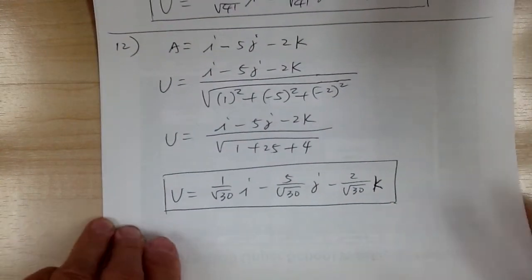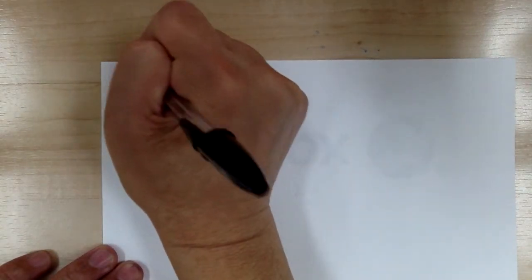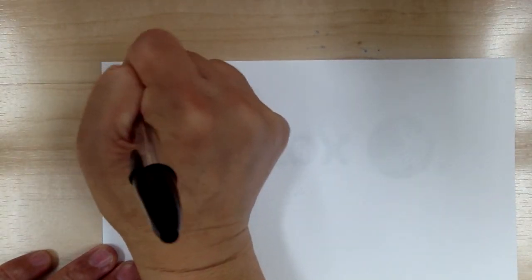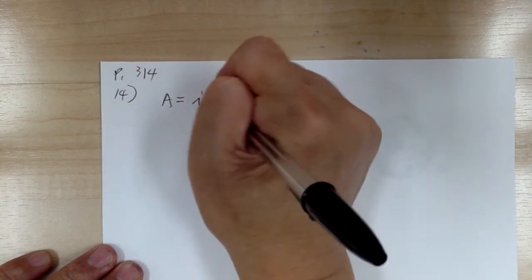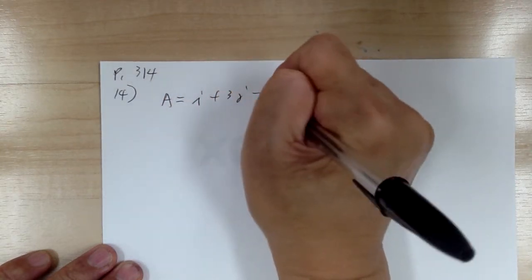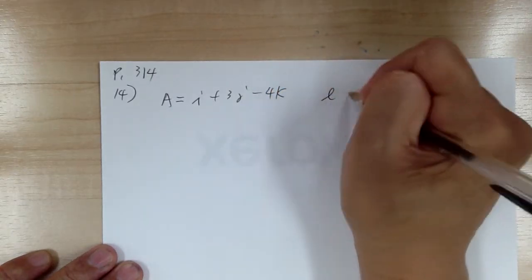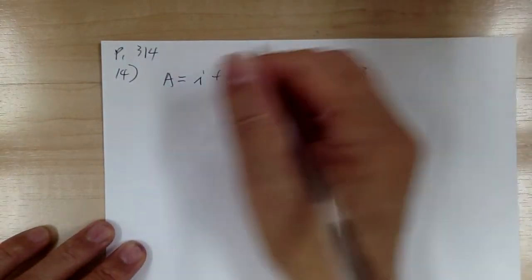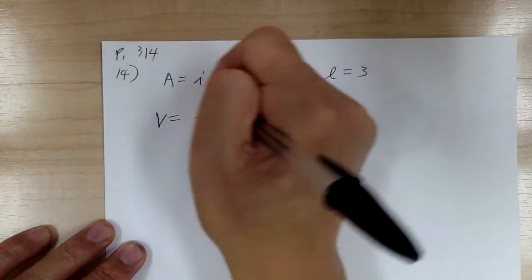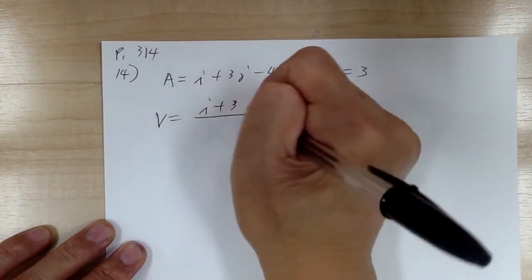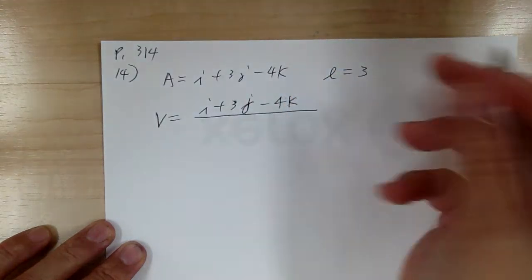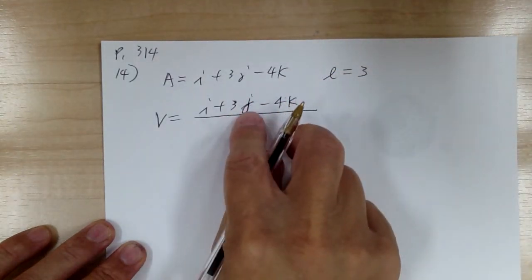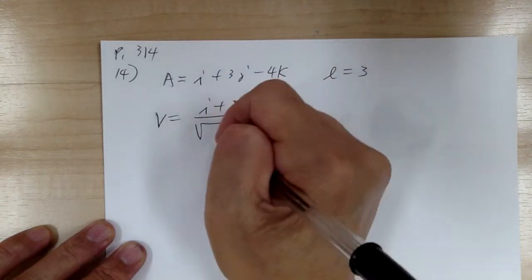Okay, let's go to number 14. So you have this vector i plus 3j minus 4k, and you're looking for a length equal to 3. So first, again, get your direction. So get your correct direction. Next, right now this is the wrong length, so you need to get it into a length of 1.